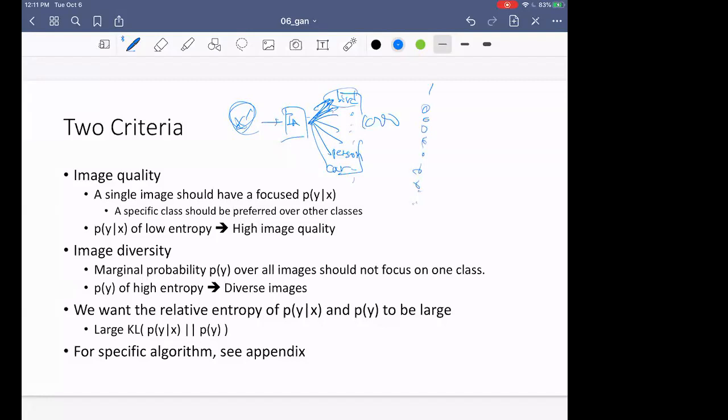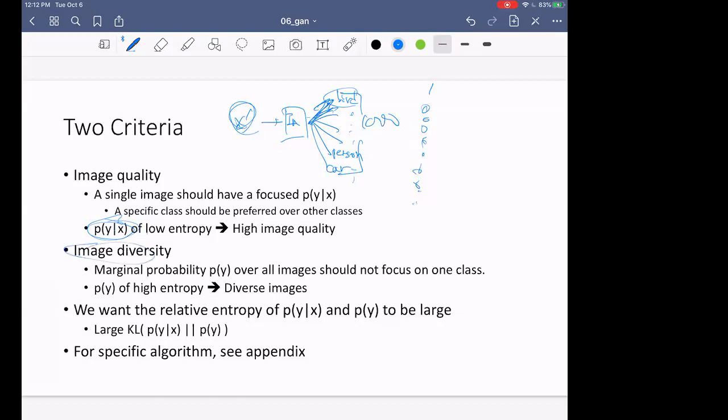Because if it looks like a bird, the probability score should focus on the bird only. That means if there's a focus on a single class, then your conditional probability must have a low entropy. That's the principle behind the inception score: your conditional probability should have a low entropy, which guarantees a high quality image.